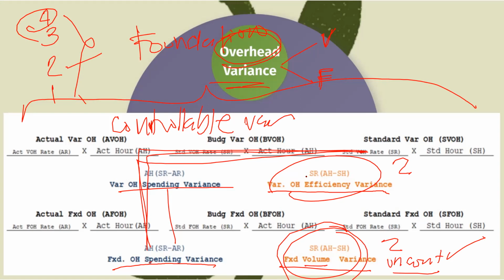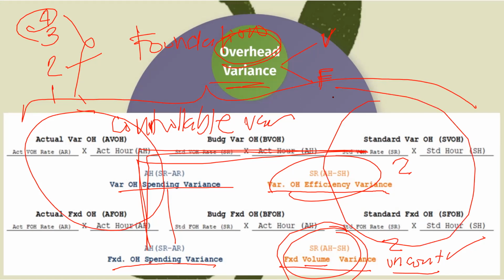How about the 1-way? The 1-way variance is simply the difference of your actual and the standard. Okay? It's simply the difference of your actual and your standard. I want you to digest that part, pause for a while, and please observe and absorb everything that I've said.